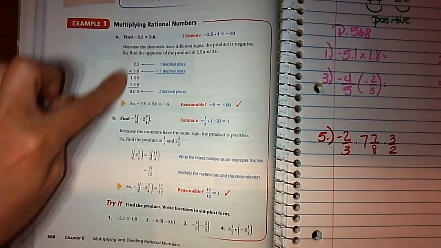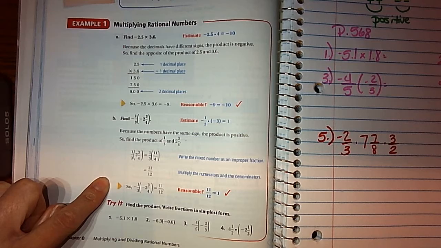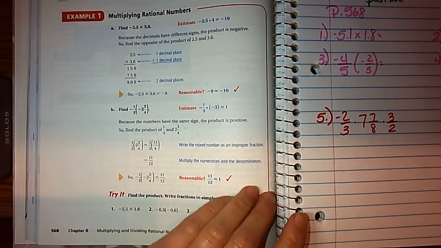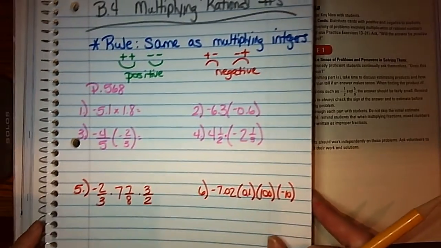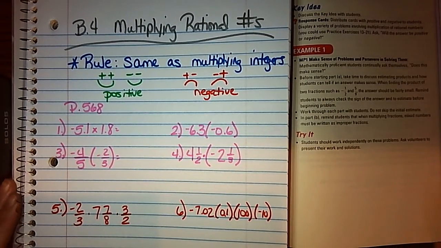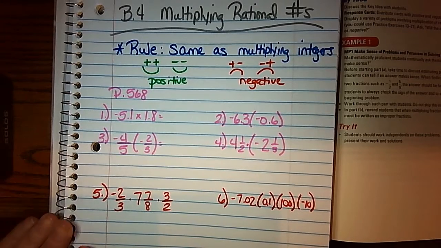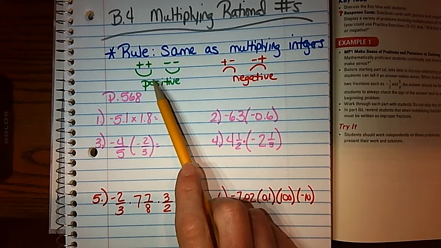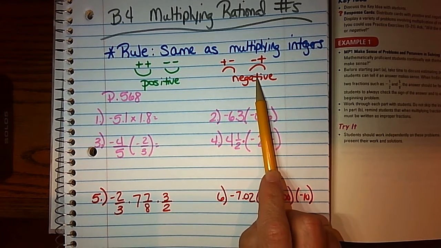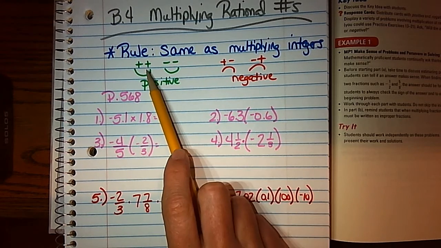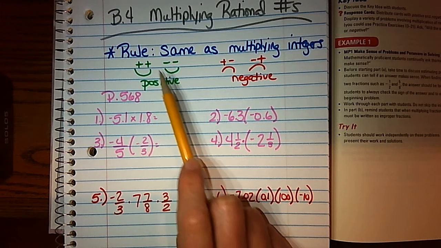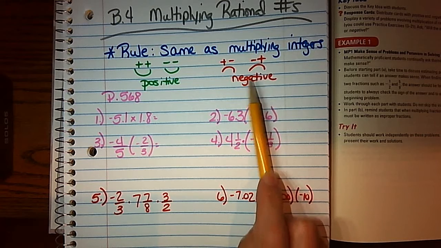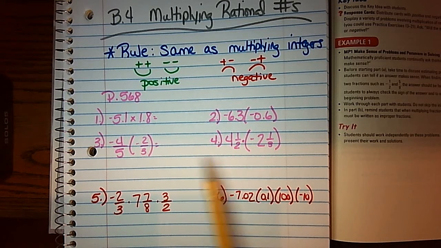So feel free to go through here, pause, see what they're doing, and I'm just going to go ahead and do 1 through 4 at the bottom. So multiplying rational numbers. You're going to follow the same rules you did when you were multiplying integers, and I just did my smiley face pictorial here. Two signs that are the same are going to remain a positive answer. When you have two signs that are different, your answer is going to remain negative. So we're just going to go ahead and do this.